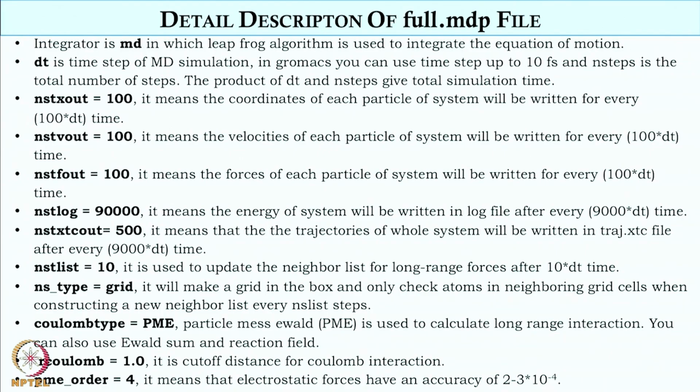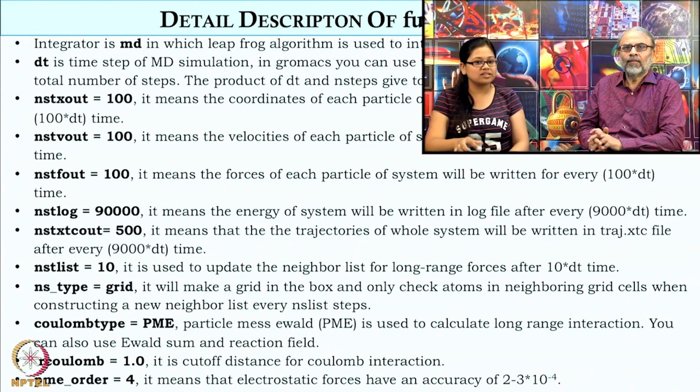These are the parameters. And this trajectory file is very important, so the lesser the number, the better we get the result. Correct. Then NST list is the neighbor list, as I have already said earlier, which is used to update the neighbor list. Then NS type is grid, that is it will calculate the neighbor list using the grid method.